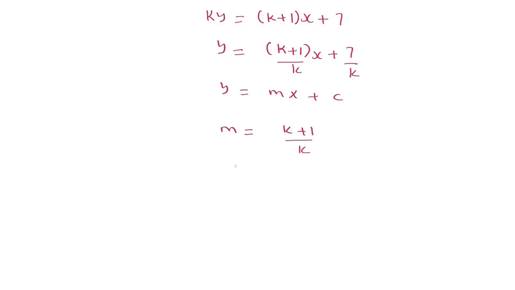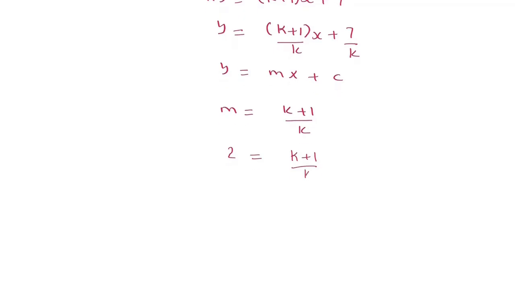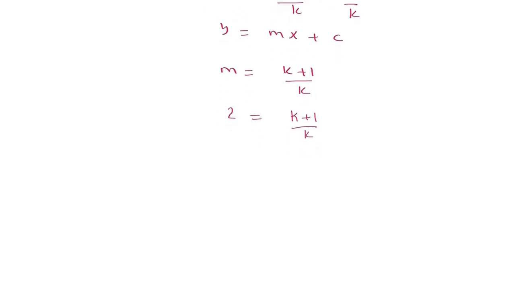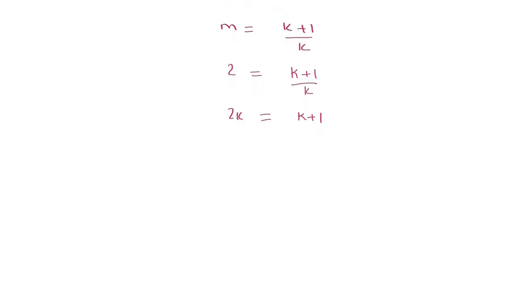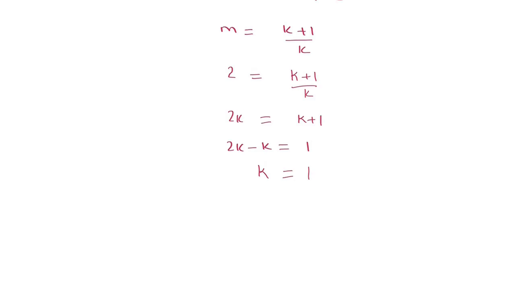Then our equation is going to be 2 equals k plus 1 over k. Let us now multiply by k both sides. Then our equation is going to be 2k equals k plus 1. Let us now rearrange this equation. We are having 2k minus k equals 1. Solving this, we are having k equals 1. And this is going to be our answer.